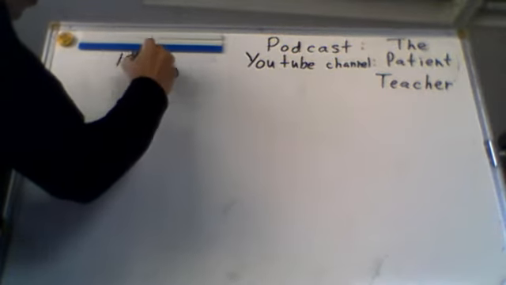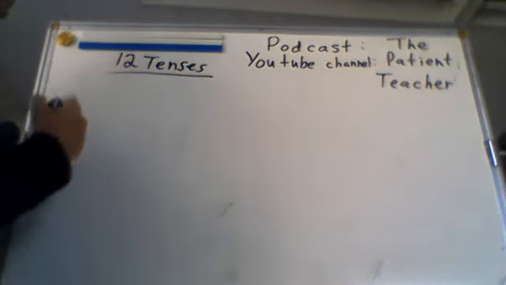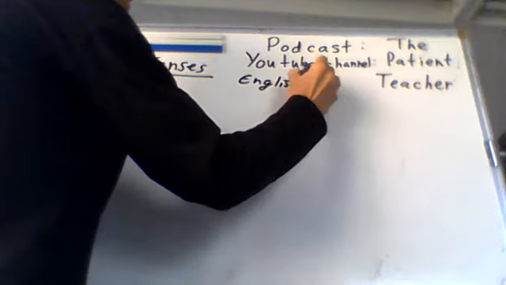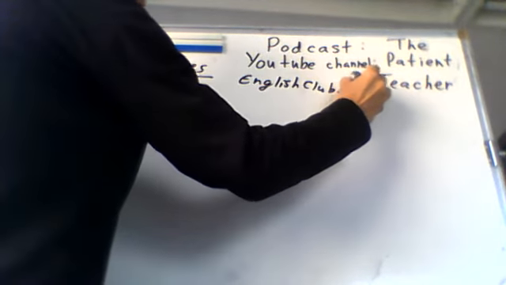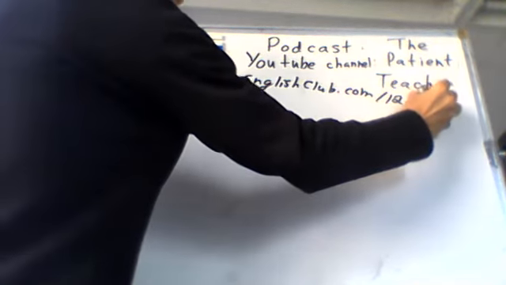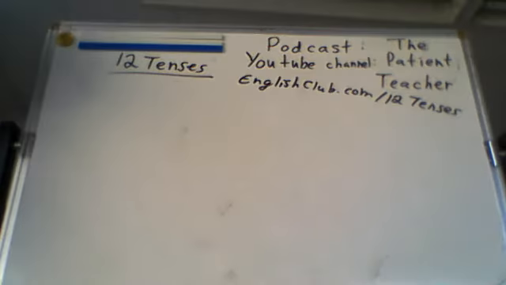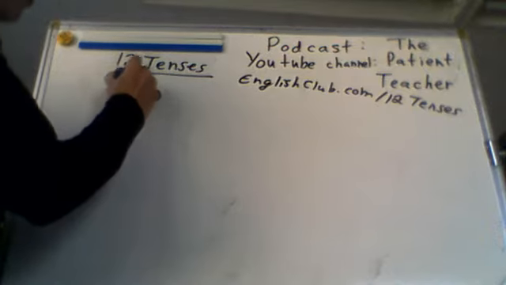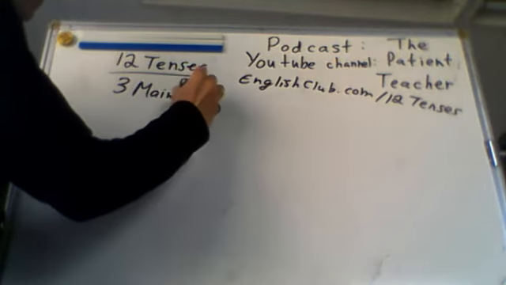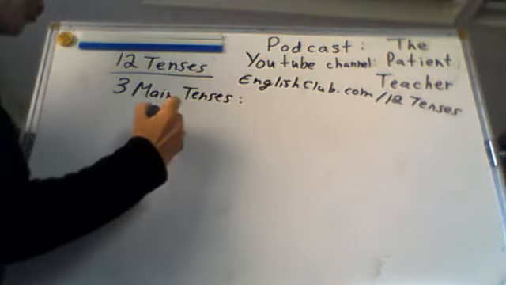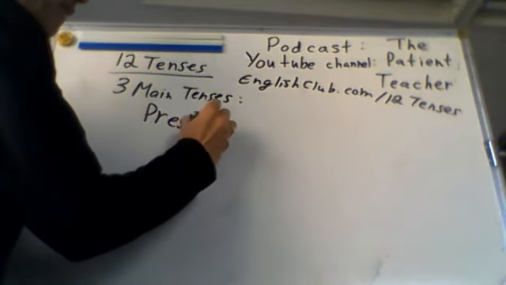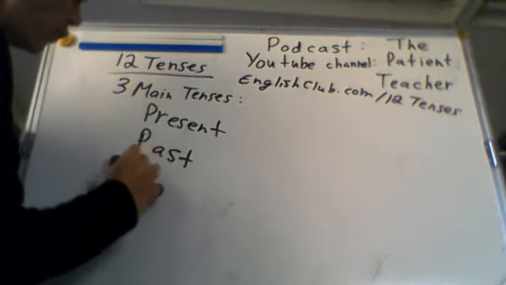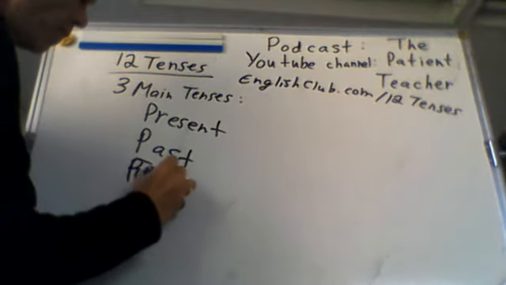There's actually 12 tenses. Okay? The one I find best is English Club. Just go to englishclub.com and put in 12 tenses, and they lay them out very easily to understand. Okay? Now, we have 3 main tenses that I'm sure everyone knows. Present, past, and future.